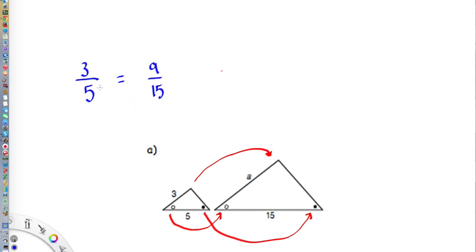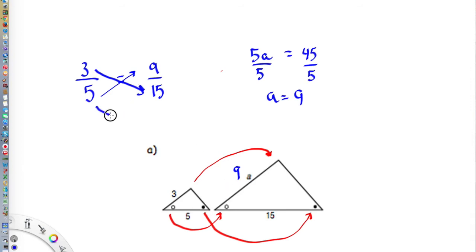So there's a couple different ways here. What I'm going to do is cross multiply. 5 times A, whatever size A is, the cross products have to be equal to 3 times 15, which would be 45. And in order for this to be true, I'd have to solve the equation, divide both sides by 5, and A would be equal to 9. So if A is equal to 9, then these two triangles are similar because the corresponding sides are in proportion to one another.